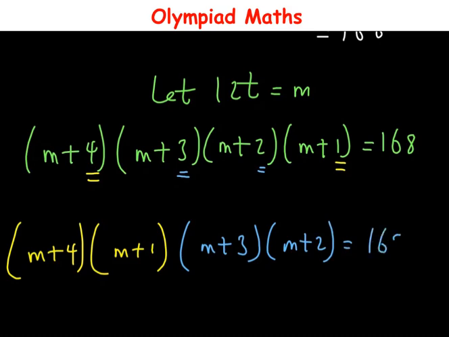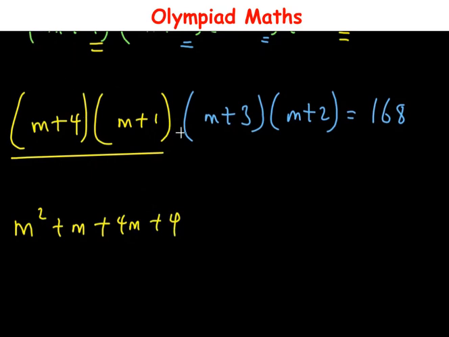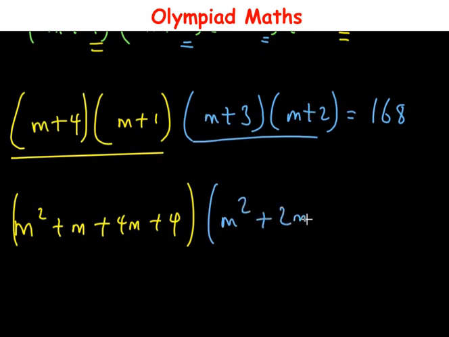This equals 168. With this, we are going to multiply out the brackets. In the first bracket, m times m is m squared, m times 1 is plus m, 4 times m is plus 4m, and 4 times 1 is plus 4. Then we also multiply the other bracket: m times m is m squared, m times 2 is plus 2m, 3 times m is 3m, then plus 3 times 2 is plus 6. All of this is equal to 168.